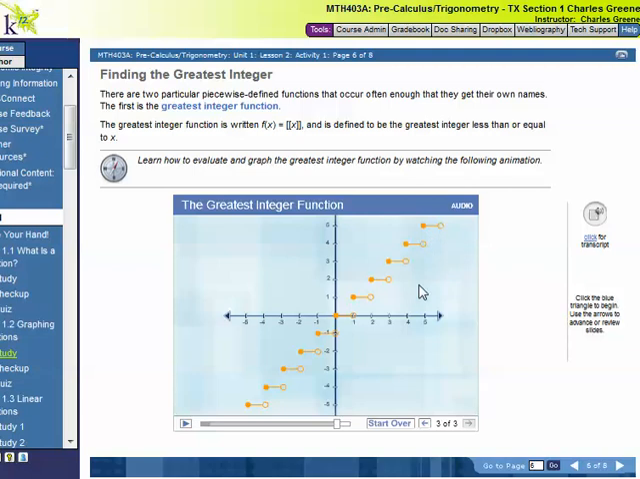That's the type of function that you're going to be looking at in this particular checkup and quiz. Not only are you going to have to do the vertical line test, but the horizontal line test, and you're going to be looking at piecewise functions. I hope this explains this very well.